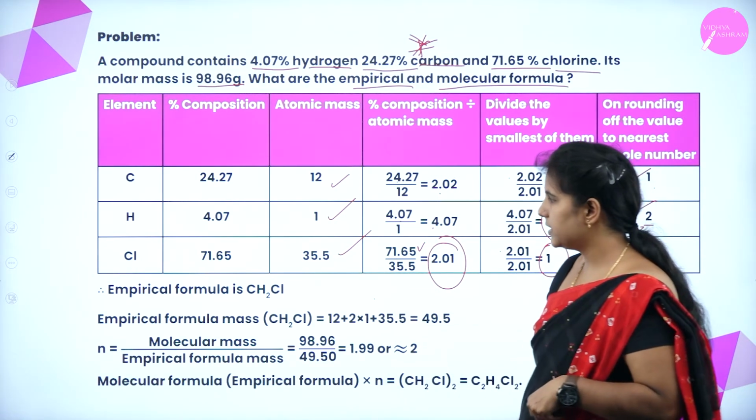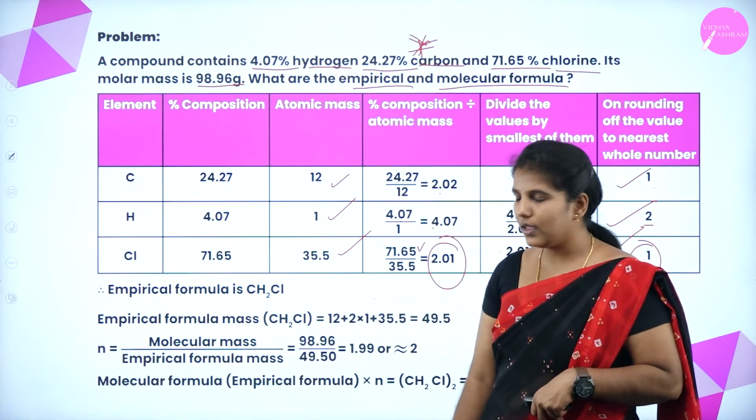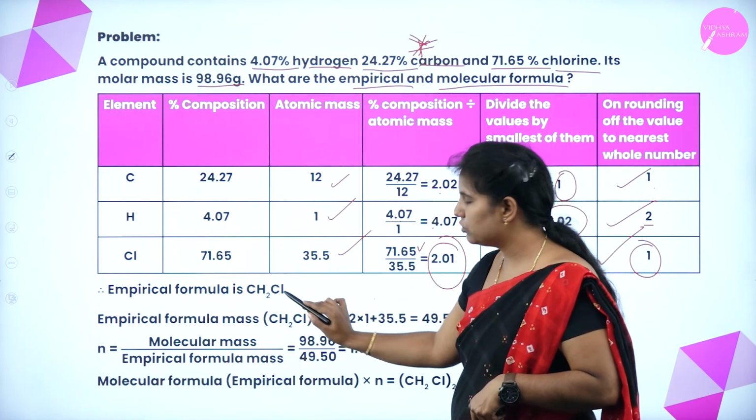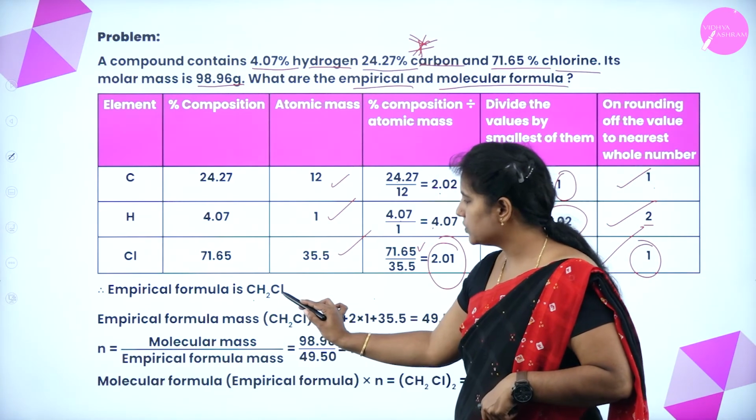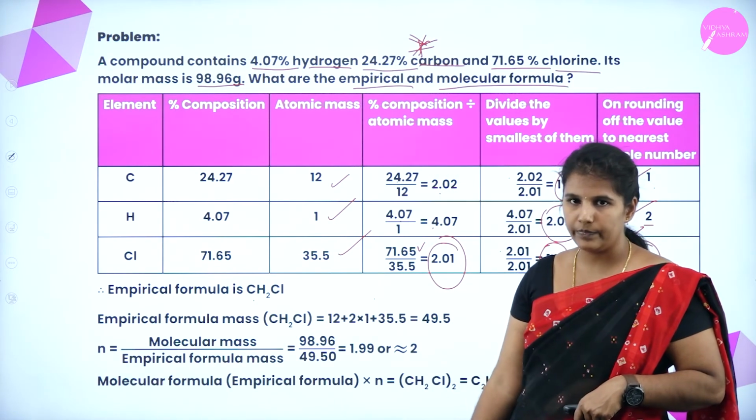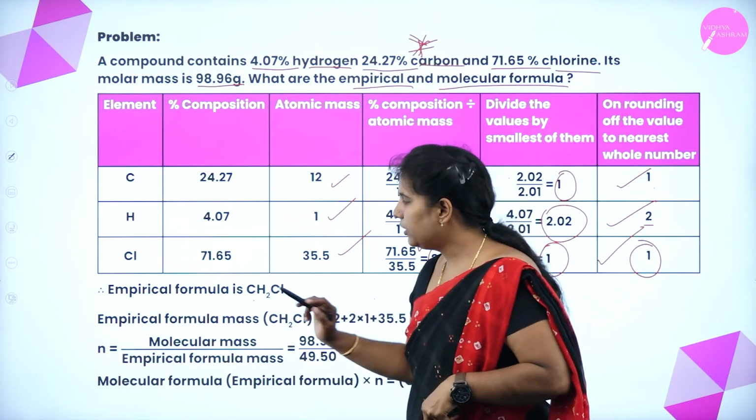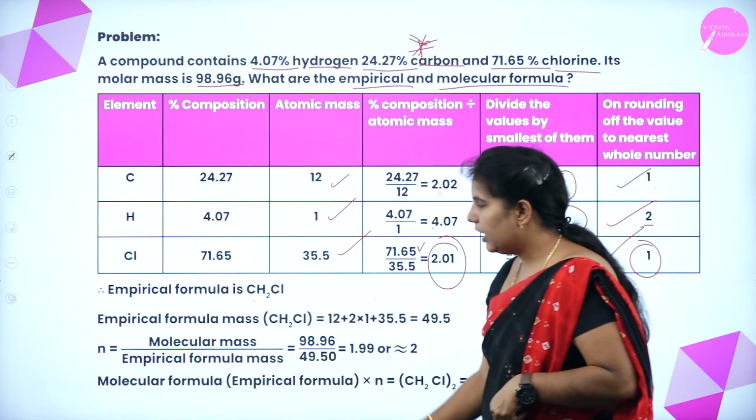Then we can clearly say that the empirical formula is CH2Cl. Why is it CH2Cl? Only 1 carbon, 2 hydrogen and 1 chlorine. Understood? Now, we need to calculate the molecular mass.